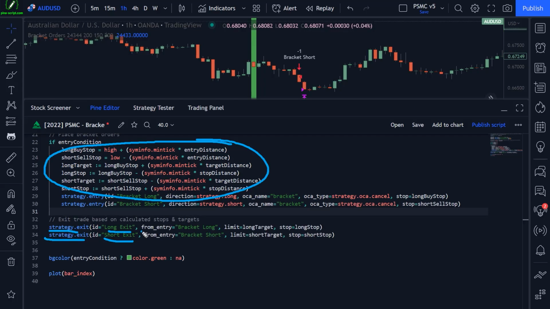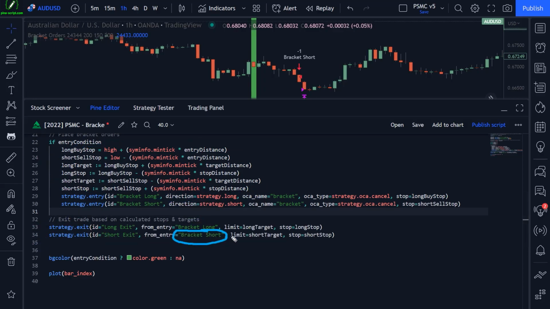We need to tell it which order we want to exit from. And if this code here detects an open long trade, so an order with this ID, or an order with this ID, then our limits and our stop loss prices are analyzed by the strategy tester. And if either of these are hit, the script will exit our trade for a profit or a loss, depending on which one is hit.